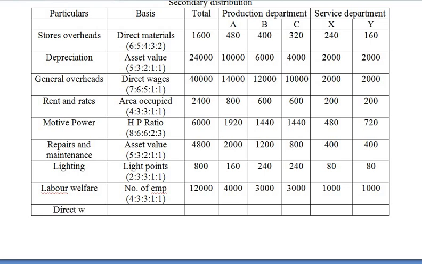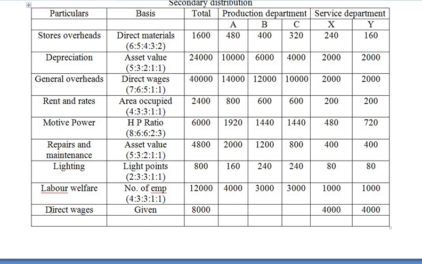So here they have given direct wages. This has already been given, so the basis will be given. And here the total amount is 8,000, they have given, right? Now 4,000 is for department X and again 4,000 is for department Y. So whatever they have given, that only we have taken. We have not done any calculation for this.